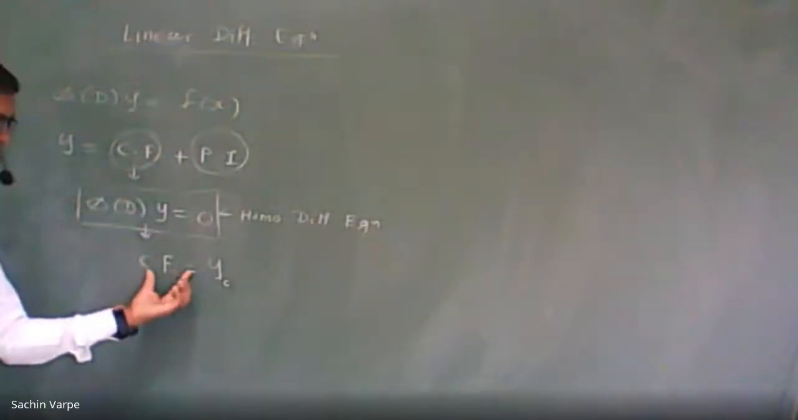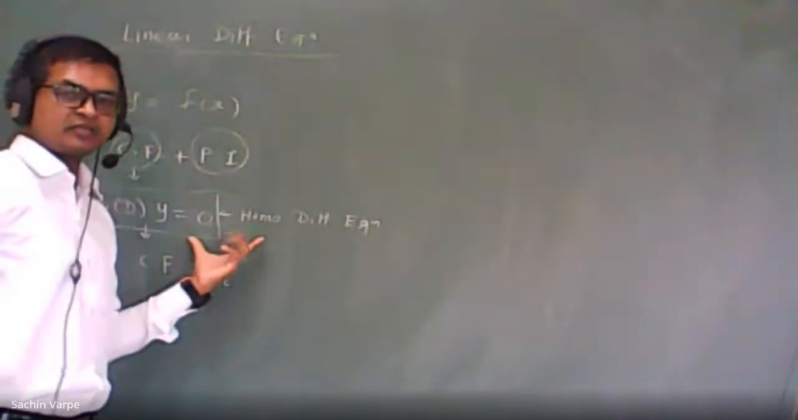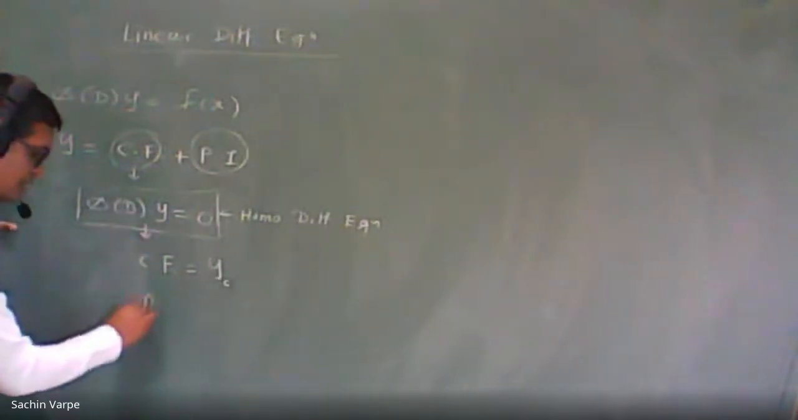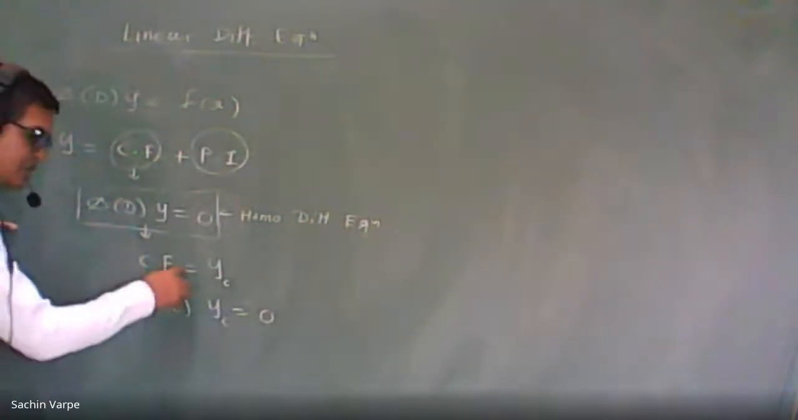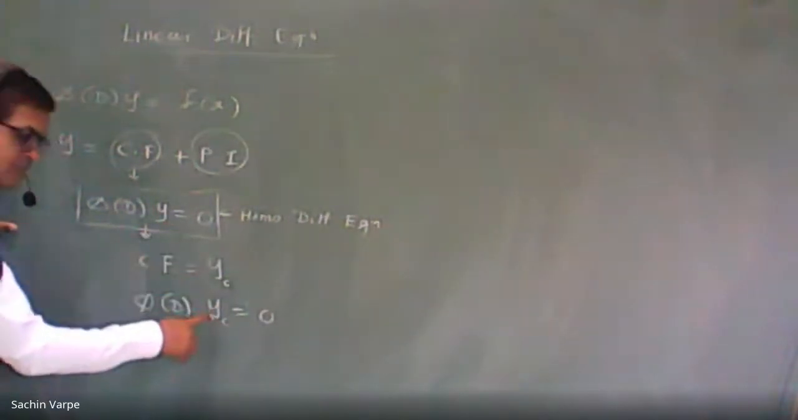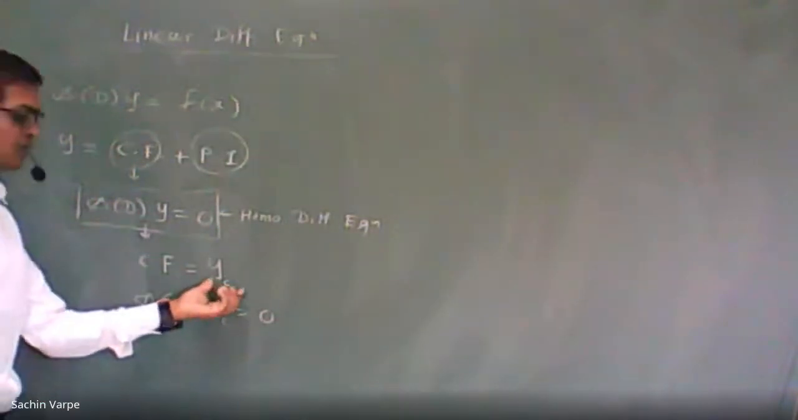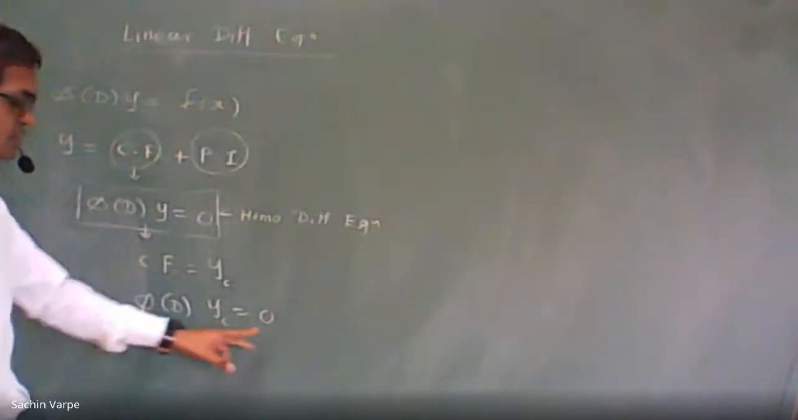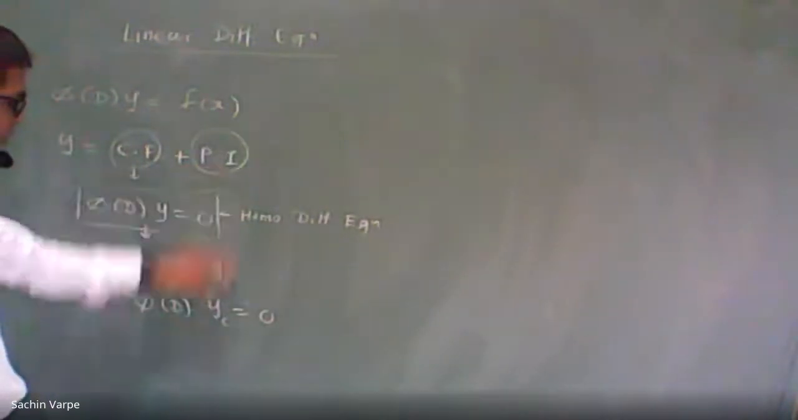So here, the solution CF is a solution of this homogeneous differential equation, which means it must satisfy the equation. When I substitute this into the homogeneous equation, I get phi of D into y suffix c is equal to 0, because that is a solution of this differential equation. We can substitute either yc or CF, but this notation is for our convenience for further calculations. So phi of D into yc is equal to 0. We will proceed to find the particular integral with this now.